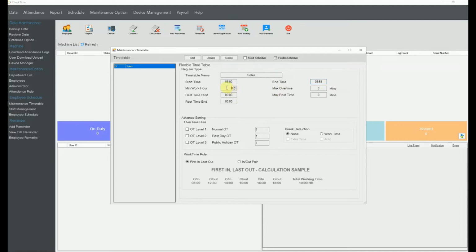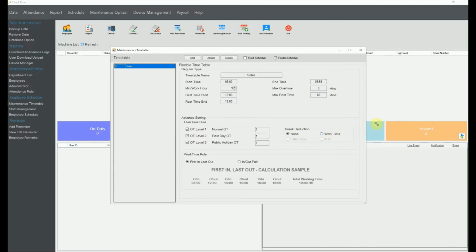Then there is the minimum working hours. The minimum working hour is 9 hours. Then you set the time. It can also capture the rest time. Let's say for rest time, you can scan only from 12 until 4 o'clock. You can set that maximum rest time. If this flexible can claim overtime, then you can take claim overtime as well, and as well the break time.